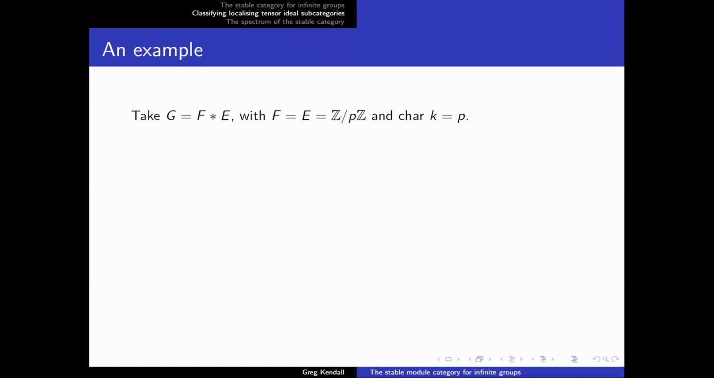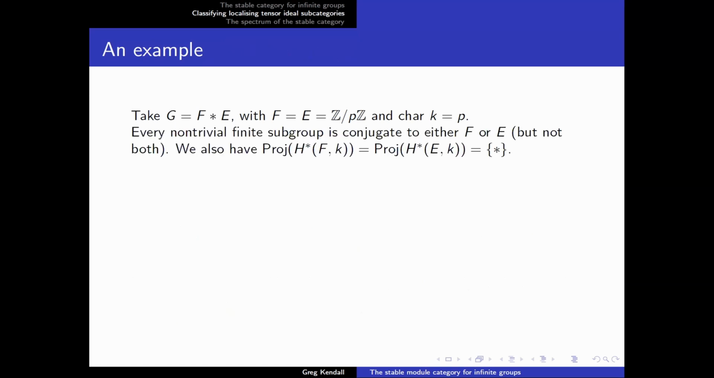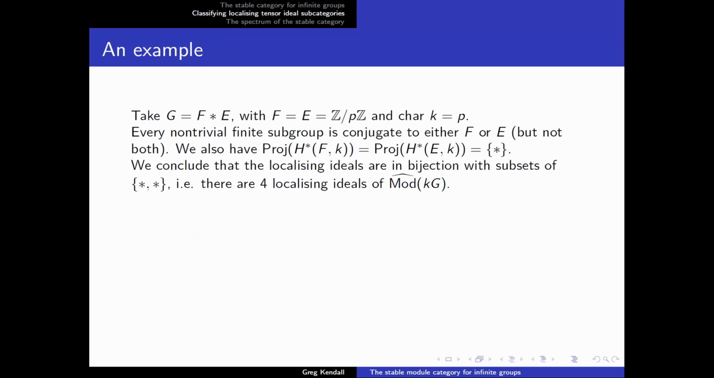Cool, so I'll just go through a quick example. This is the easiest example you can think of, because it means I don't have to draw anything too complicated in LaTeX, which I can't do. So we take a free product of two cyclic groups of order p, and we know that every finite subgroup is either a trivial subgroup or it's conjugate to exactly one of these factors. We also know that the spectrum of the cohomology ring of a cyclic group is just a point. So from what we just said, there's a bijection between the localizing ideals and subsets of a disjoint union of 2 points. So this gives us 4 localizing ideals.